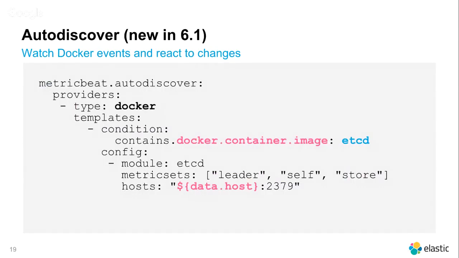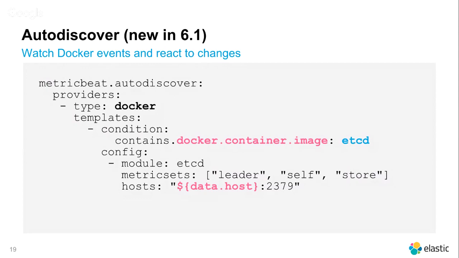Now let's talk about auto-discover. This is another useful feature you can use, and it was introduced in 6.1, so it's pretty recent. The idea of auto-discover is that it allows you to define a set of conditions that you want to match against the containers that are running, and define a set of configurations you want to launch when these conditions happen. So this allows you to create very dynamic configurations, and this works both with Filebeat for logs and Metricbeat for metrics.